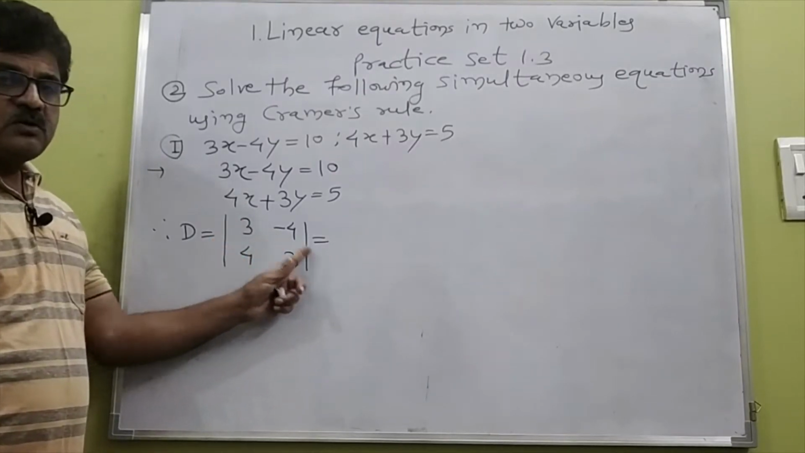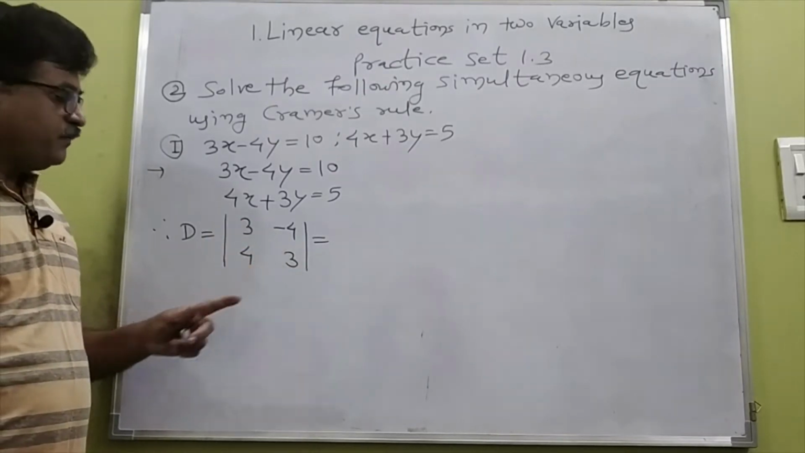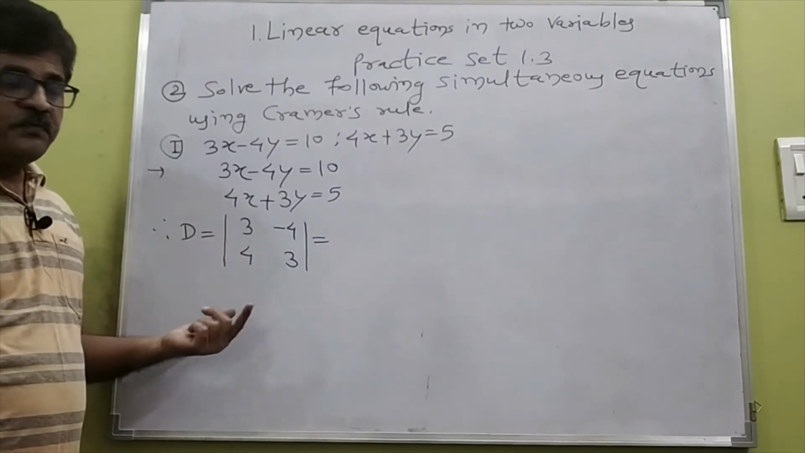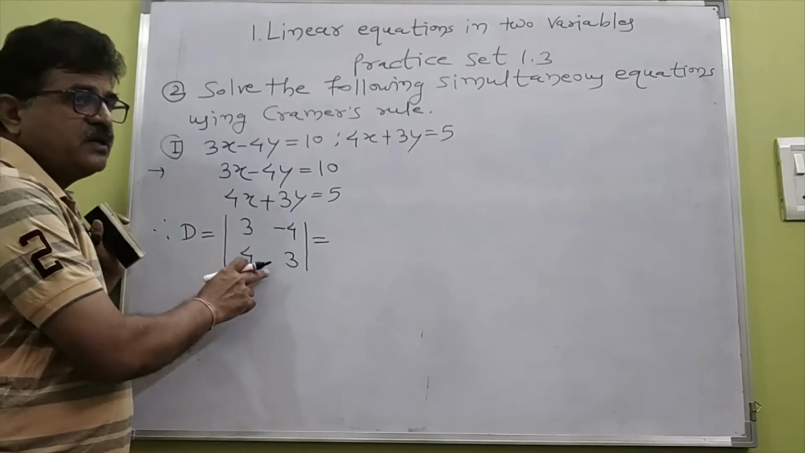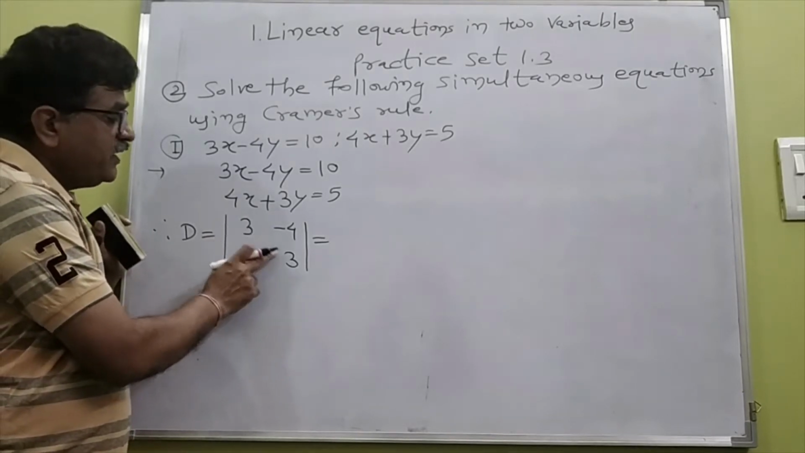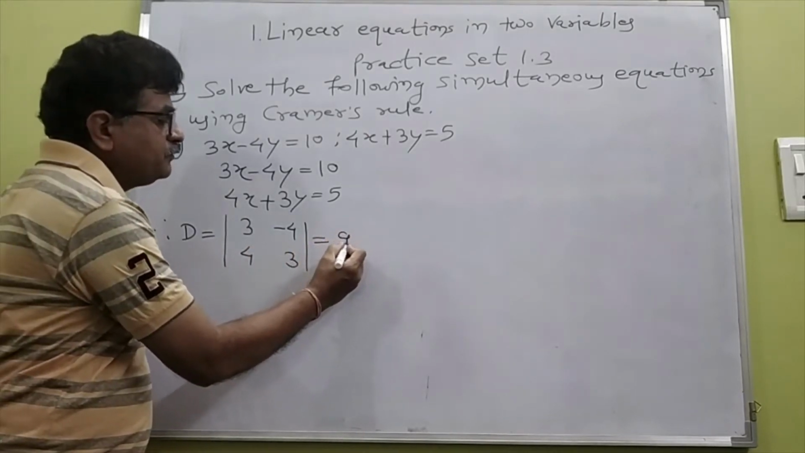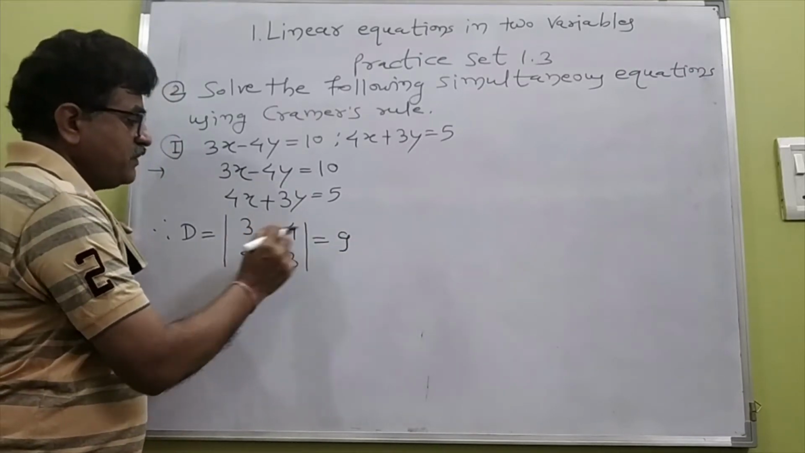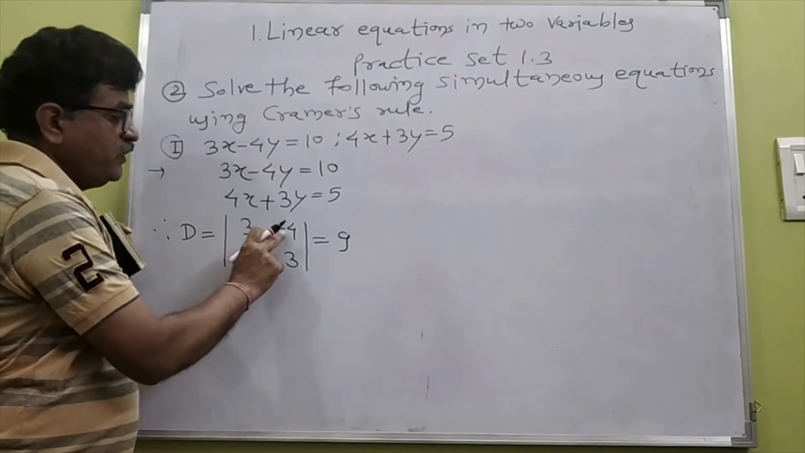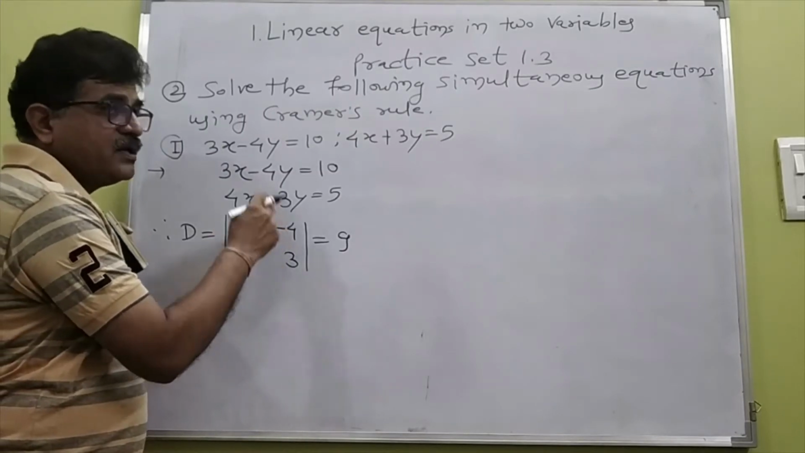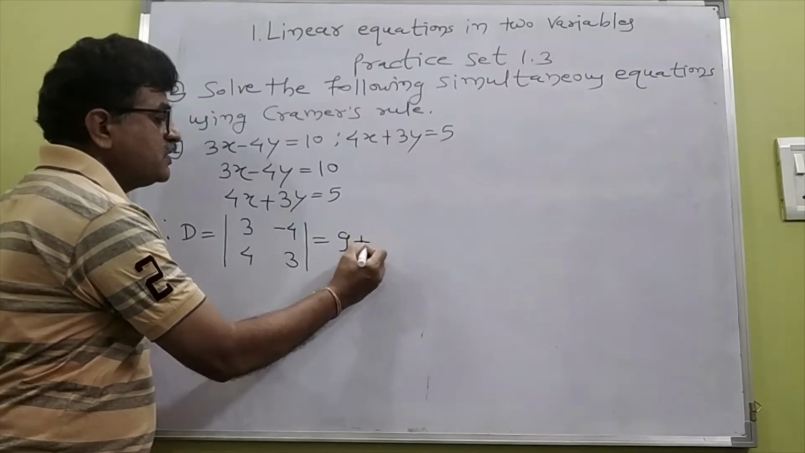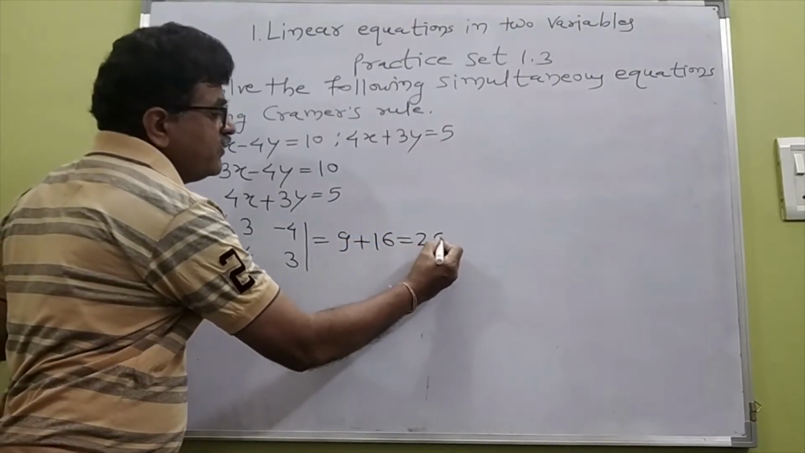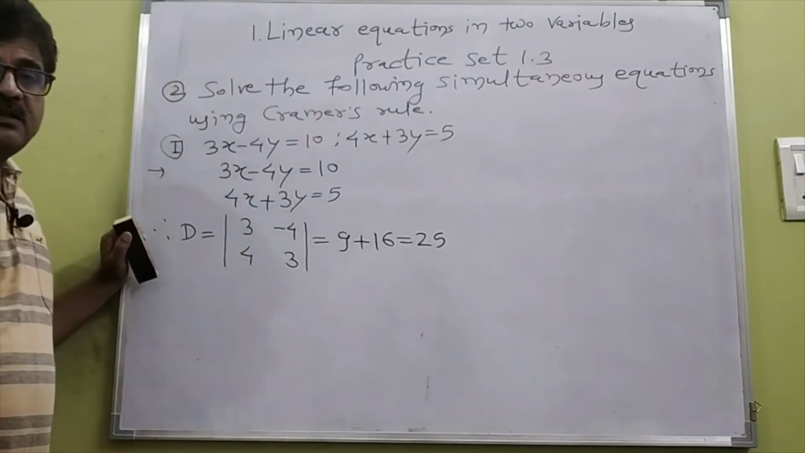Now we have to find the value of this determinant, that is 3 into 3. Let's multiply directly. 3 into 3 is 9. Now minus 4 into minus is minus 16, minus of minus, that is plus 16. 9 plus 16 is 25. This is value of d.